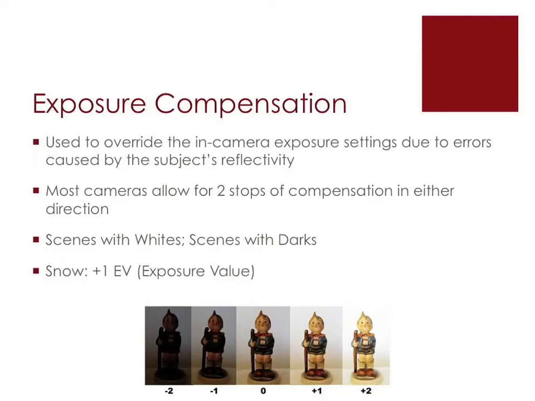Most cameras are going to allow you to do two stops of compensation in either direction. So what that 1 and 2 means is how many stops you want it to change.